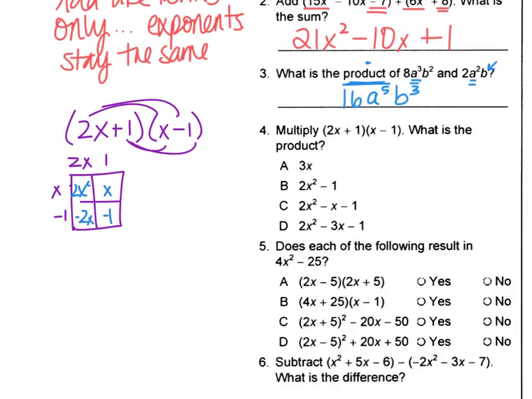And then you always want to combine or simplify your answers. So here, we can combine those. They both have an x term, which means my final answer is going to be 2x squared minus x minus 1. All right, that's C right here.